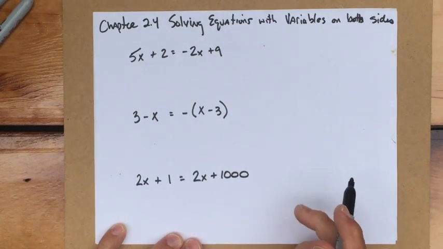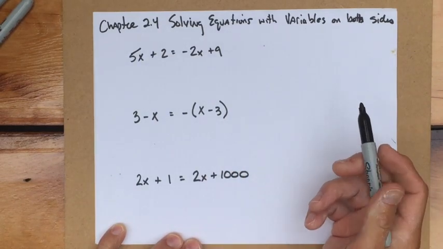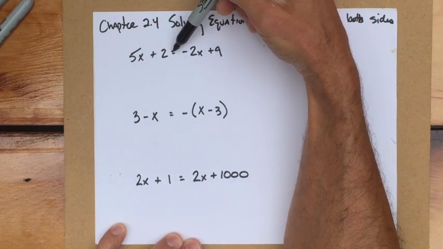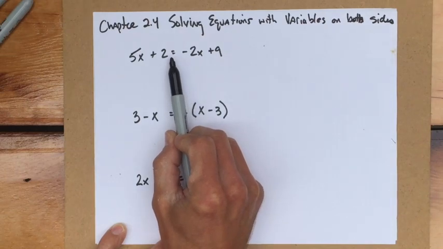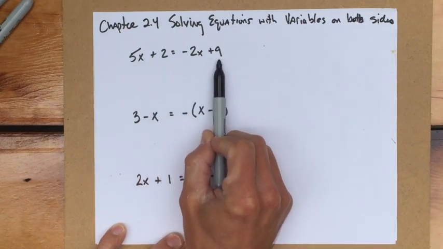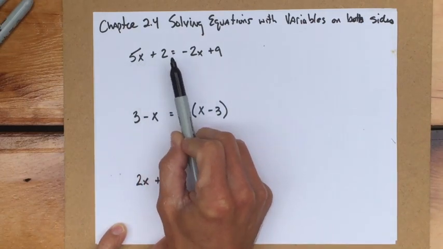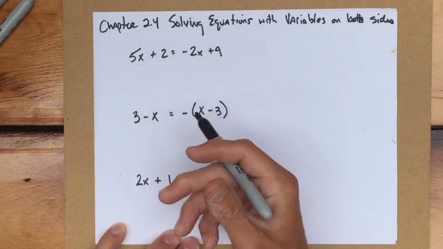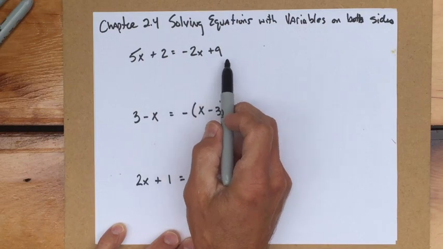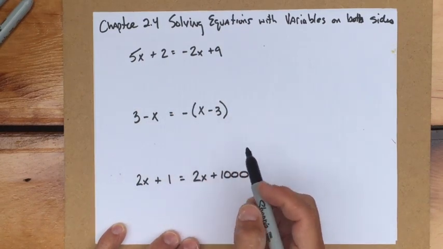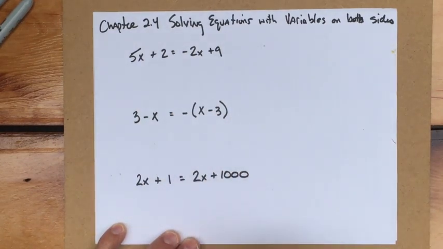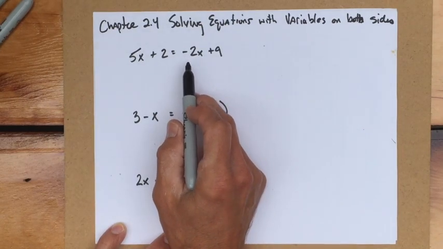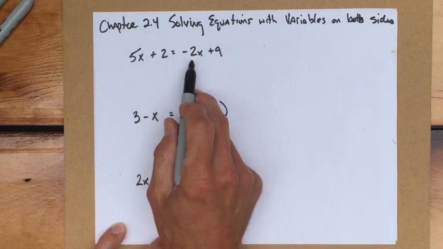In the past, your teachers have shown you, or I'm showing you for the first time, what to do when you have variables on both sides. I'd call it the left side and the right side. Now there's a variety of different things that you can do, but the traditional technique, at least as far as I'm concerned, is to simplify the individual sides, whether that means distributing or combining like terms or both, and then getting rid of or eliminating the smaller of the two variables.